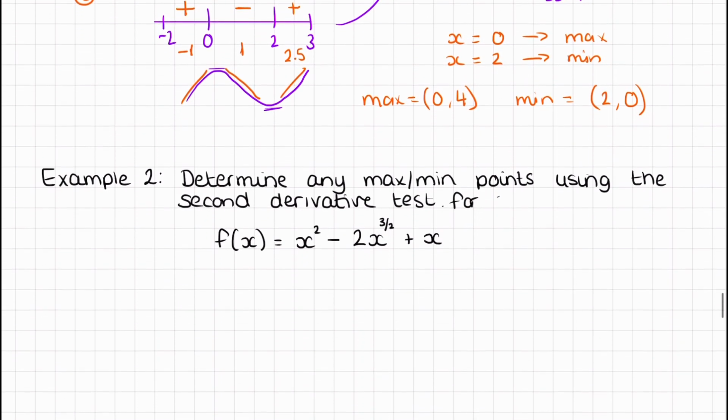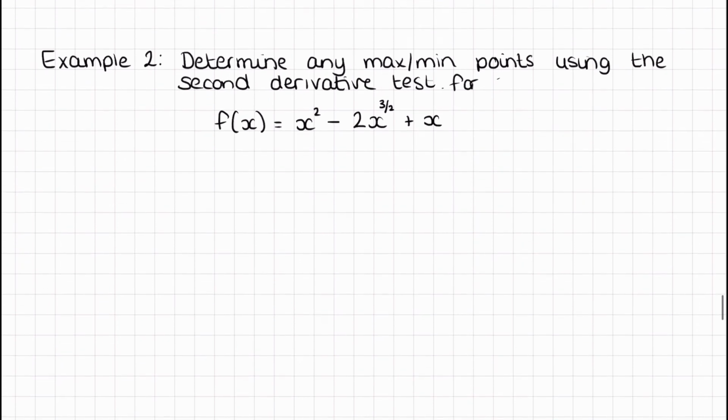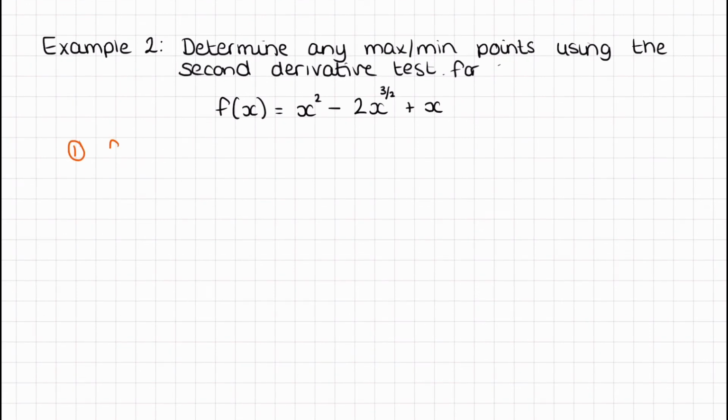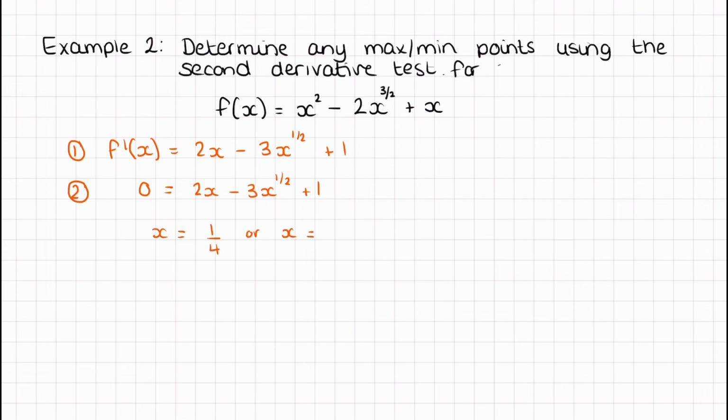Second example, determine any maximum and minimum points using the second derivative test. So with the second derivative test, first thing we do is find the first derivative, which would be 2x minus 3x to the power of a half plus 1. The second step is we want to find where the turning points are, so we make this equal 0. When you solve this, we'll end up finding that x would equal a quarter or x would equal 1.